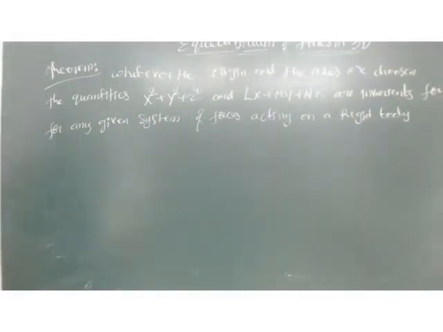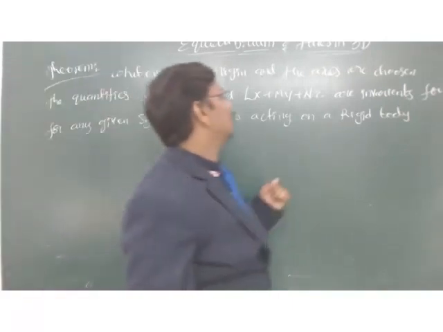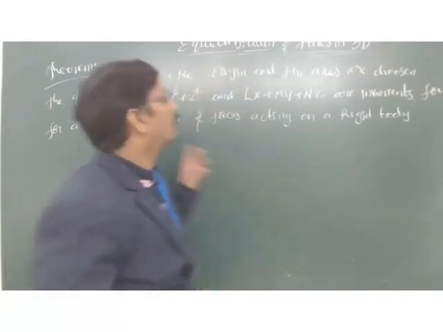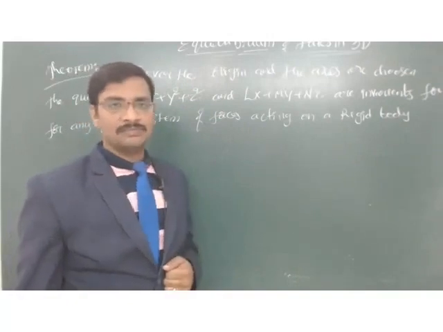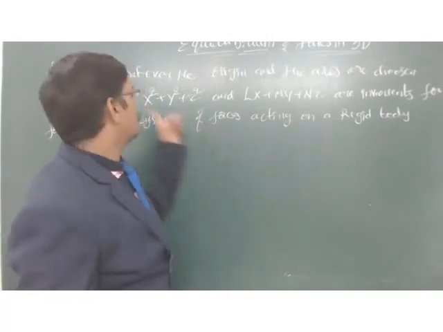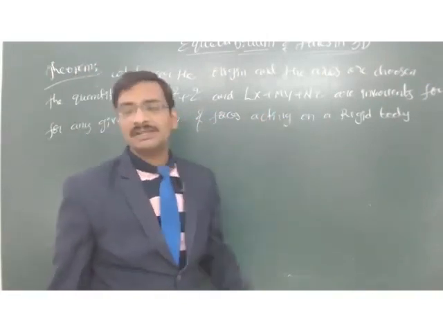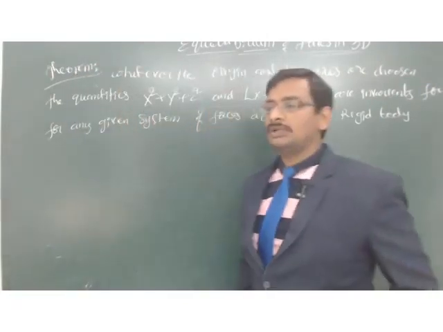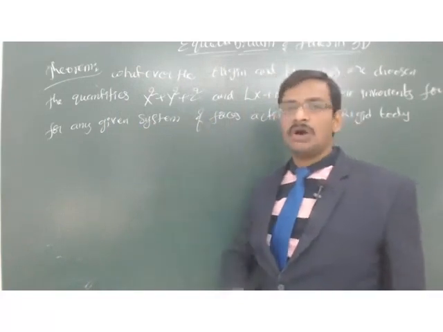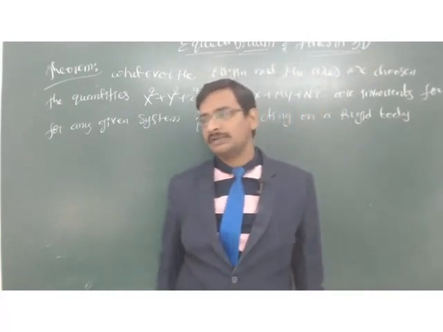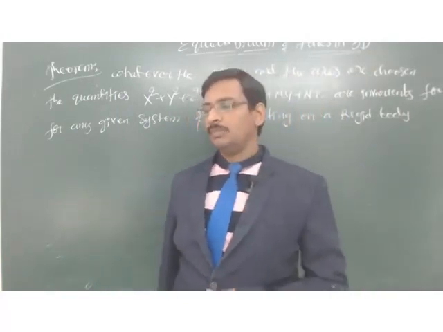This is purely a mathematical analysis. See this, the problem statement, what it says is, whatever the coordinate axis we select and whatever may be the origin point you select, it is independent. The quantity is x square plus y square plus z square and Lx plus My plus Nz. So both are actually invariants irrespective of the origin you select and irrespective of the type of coordinate axis you select. Now here by common sense we can make out.